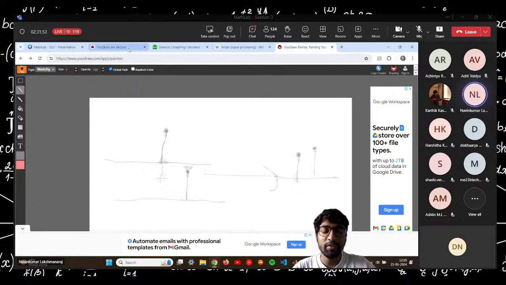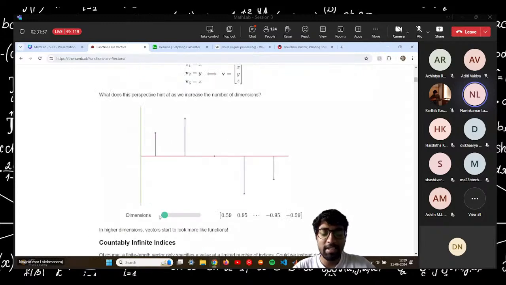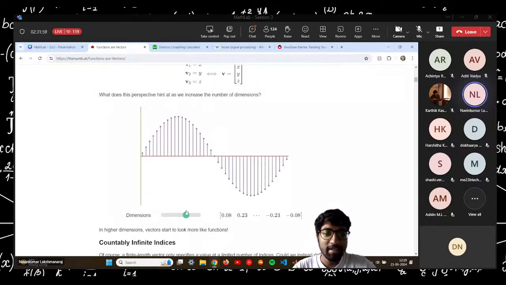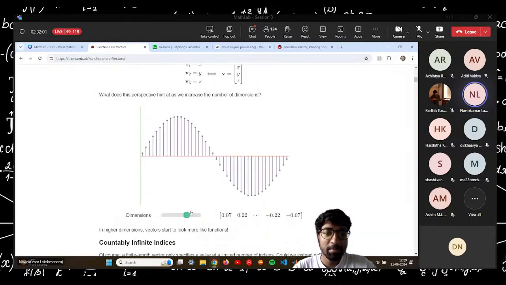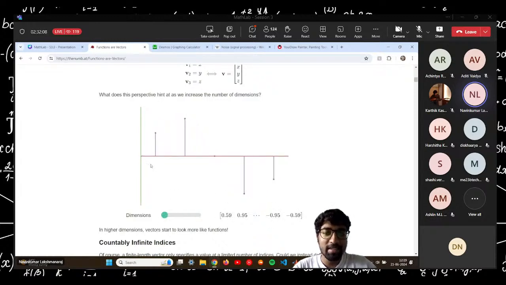And I recently found a very good article, which I'll be sharing with you as well, which represents functions as vectors. You can see how, as you increase the number of stems, the representation that you get is the actual function itself. So what happens here is we have many vertical stems, each of them spaced apart, which take values only where they are present, and everywhere else they are zero.